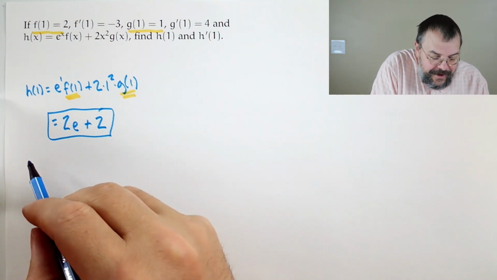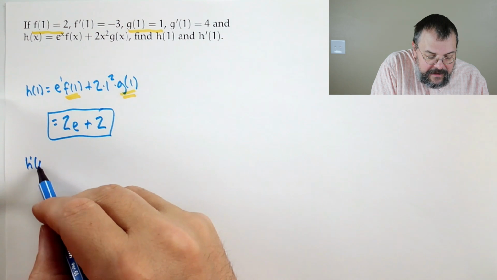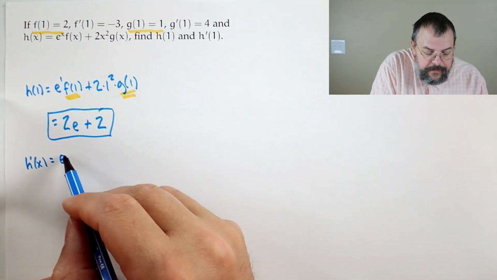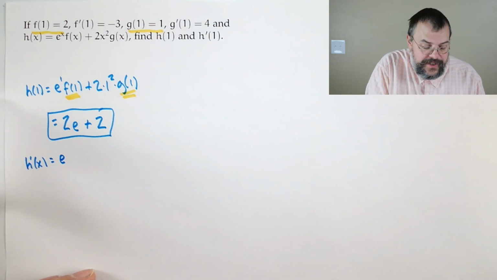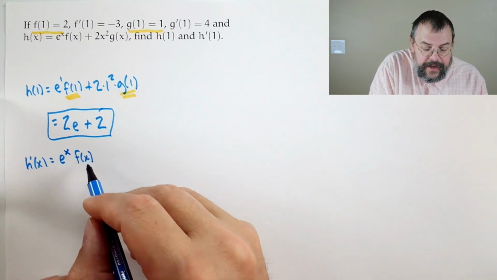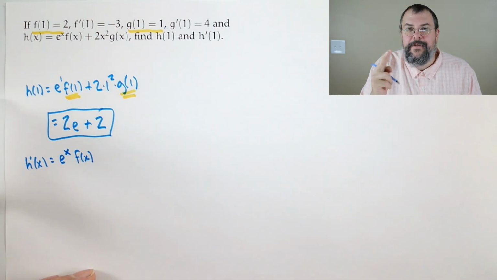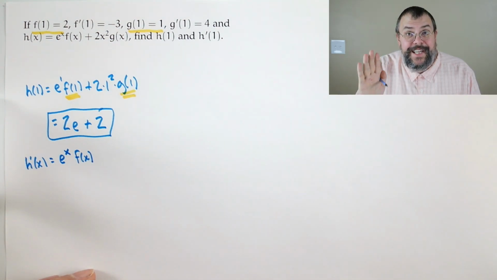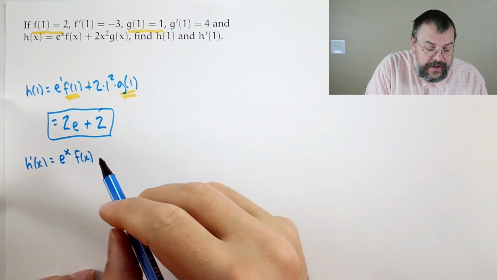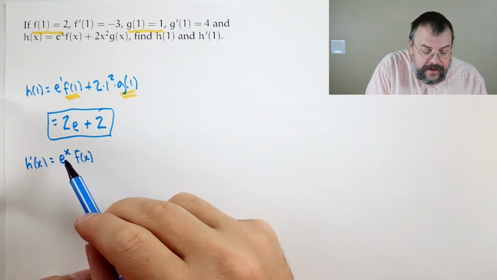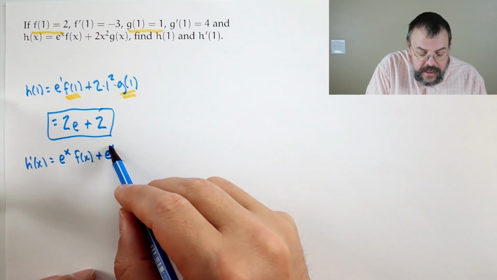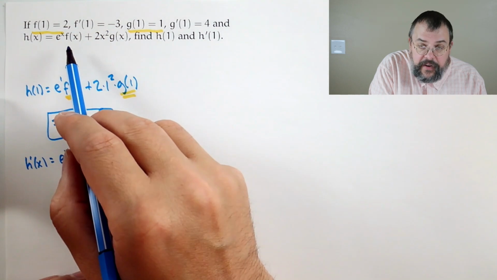All right, so h prime of x, product rule. So we're going to take the derivative of the first. Derivative of e to the x is e to the x times the second. Now, I will say sometimes people swap the order. It doesn't matter, as long as you keep it consistent and you get the right answer. So the derivative of e to the x times the function f, plus just the function e to the x times the derivative of f.